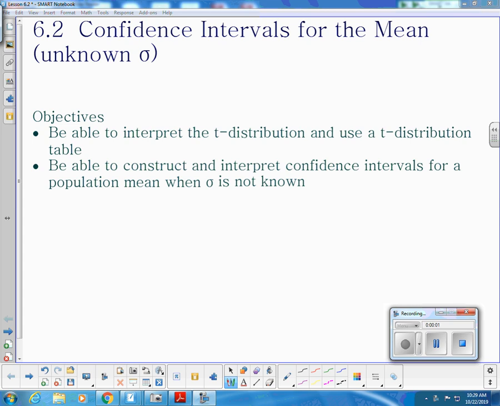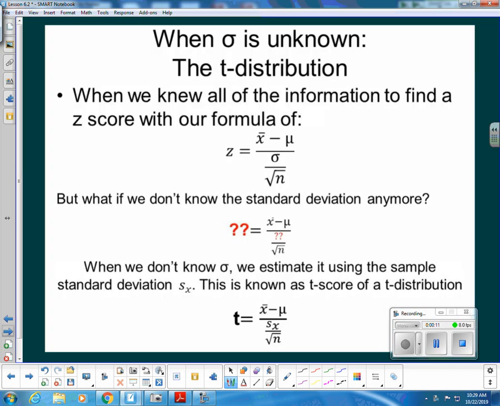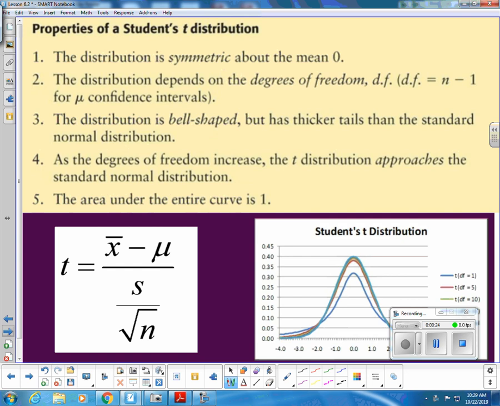Okay, class, today we're going to talk about confidence intervals for the mean when the standard deviation of the population is unknown. So like yesterday's formula, it's very similar, but instead of the standard deviation of the population being used, we are going to use the sample standard deviation. In this slide, it shows S sub x. Basically, just an S is fine.